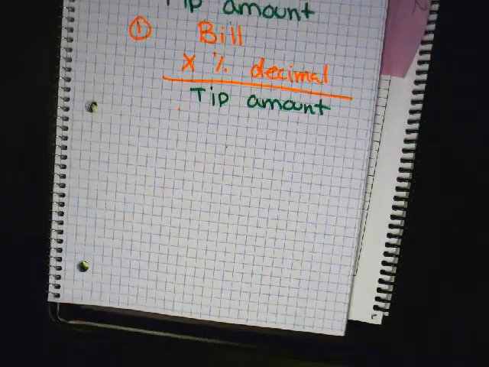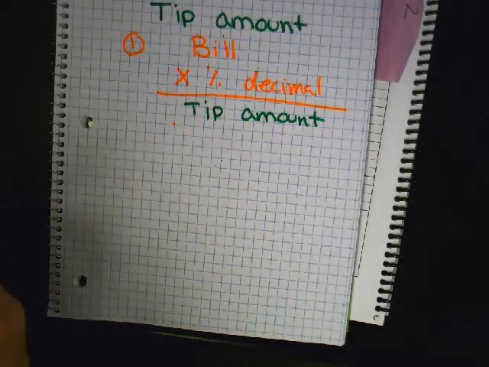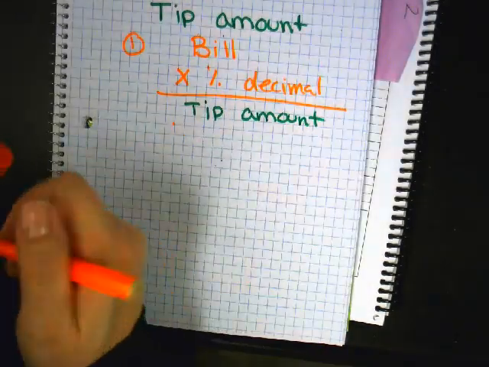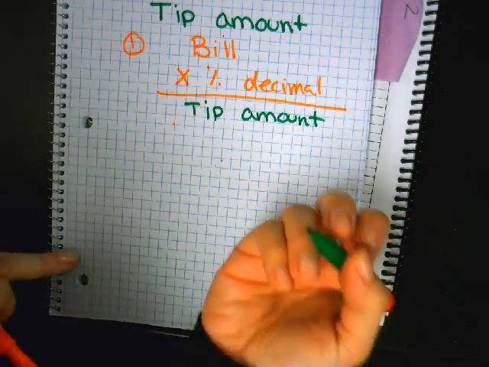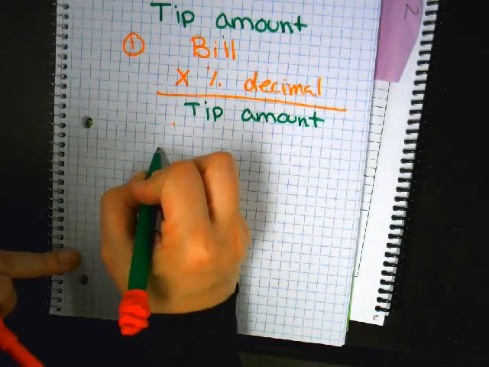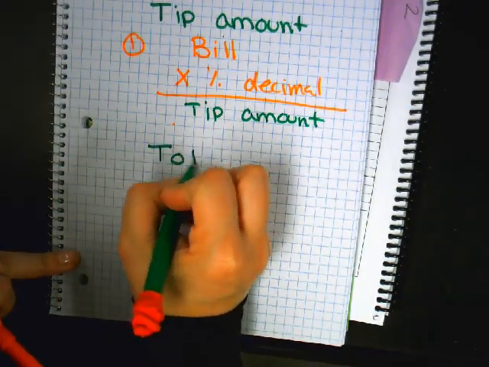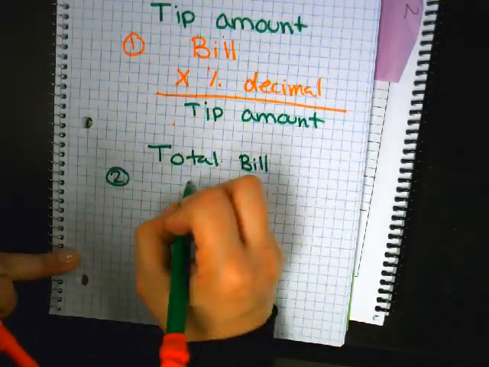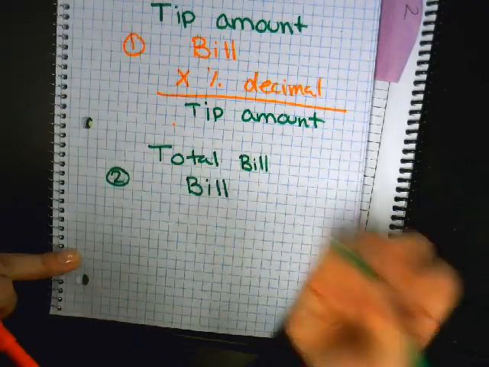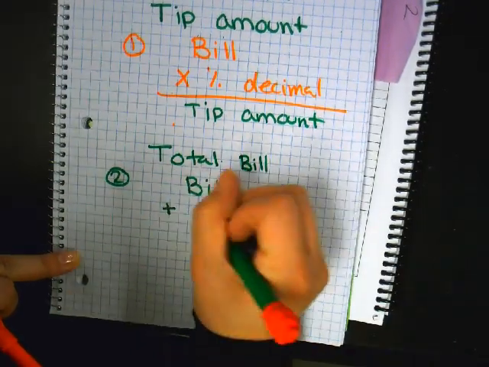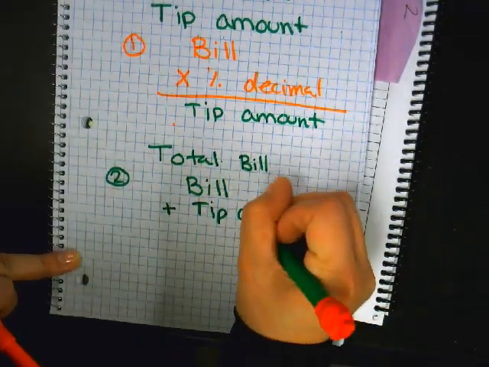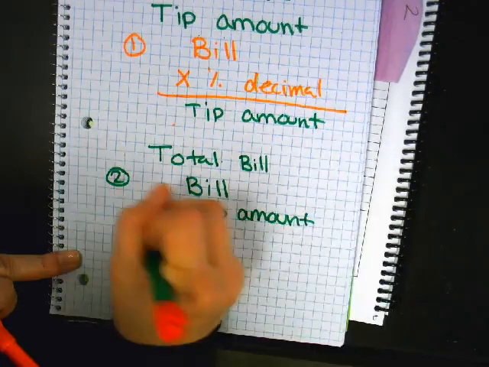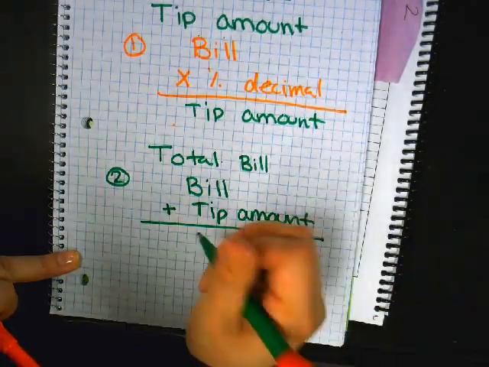All right, the second step, what do you think the second step is going to be? Add. This is called your total bill. Your second step is to take your bill, how much was the food, and you're going to add your tip amount. This will give you your total bill.